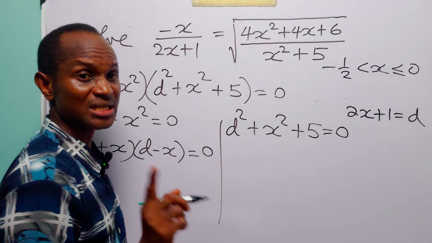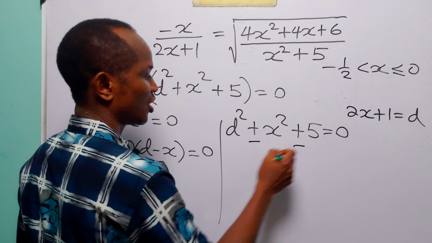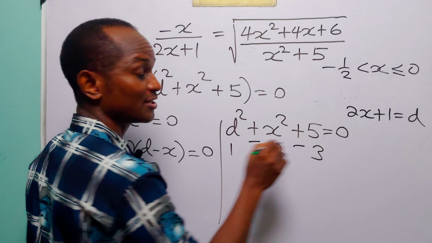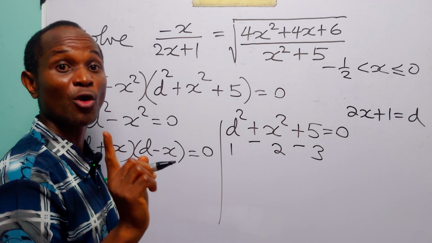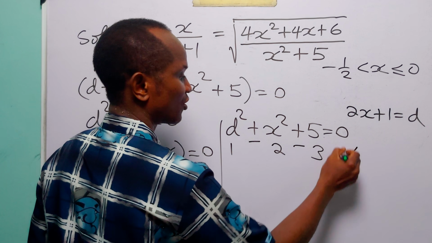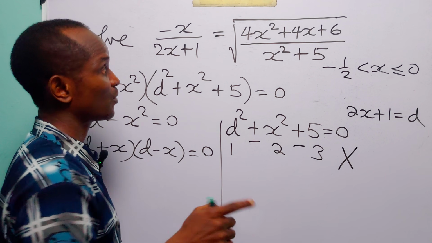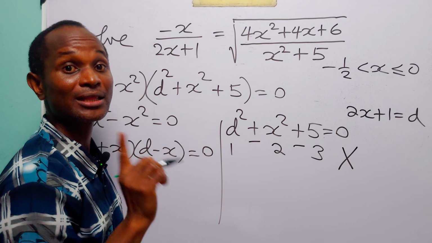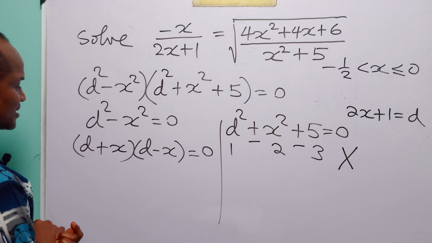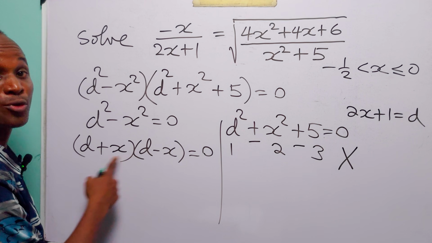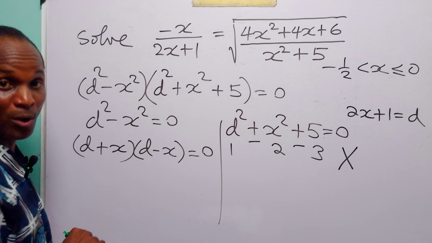Now this equation is telling us that the sum of 3 positive numbers is equal to 0. Now you know that this is impossible for real numbers. So this condition is useless when solving this equation for real values of x. Now back to this. Once more, we have the product of two items being equal to 0.